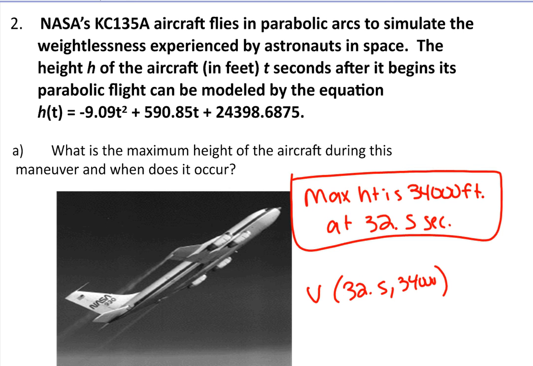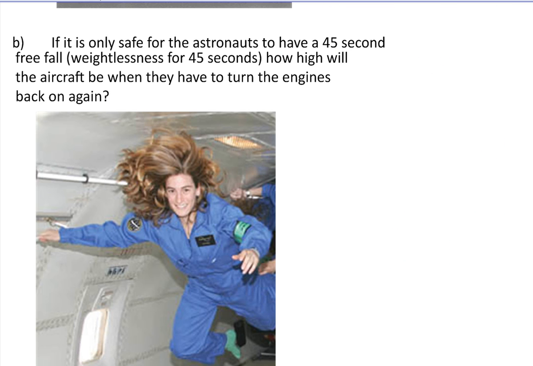And then the last question says, if it is only safe for the astronauts to have a 45-second free fall, so that's weightlessness for 45 seconds, how high will the aircraft be when they have to turn the engines back on? So, at its maximum height, the aircraft has been in the air for 32.5 seconds. And they said it's only safe to be weightless for 45 seconds. So I've already gone 32.5 to get to the max. Then I have 45 seconds before it's unsafe to be weightless. So I'm really looking for 77.5 seconds. That's what I'm trying to find.